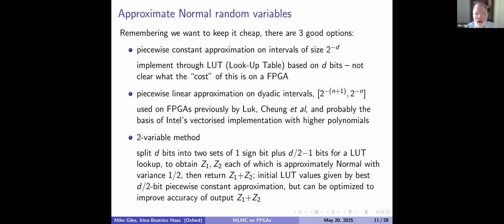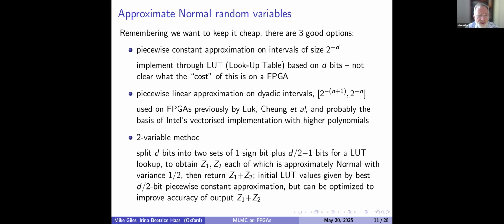For a second approach, which is one that's been used before on FPGAs, and I think is also the basis of what Intel uses for its vectorized implementation, is to use a piecewise linear approximation on intervals that get smaller as you approach u equals 0 and u equals 1, the two extremes of the interval where there's a singularity in the inverse mapping. So that's a very interesting method and has worked well in the past.